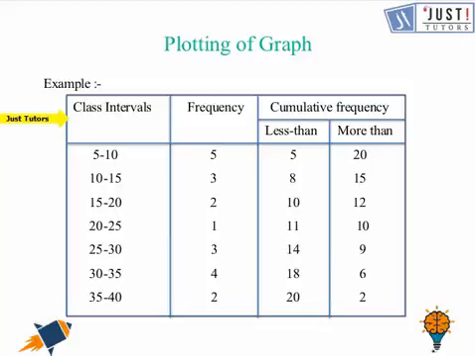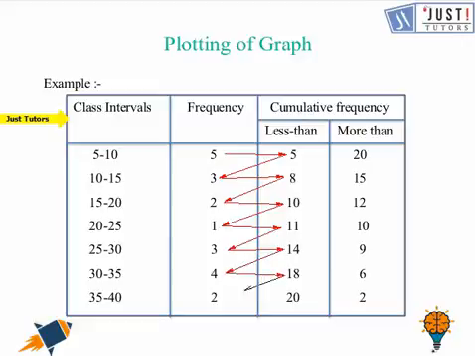For less than, we start from the first place, that is 5, written as 5. Add the 3, so it's 8. Add the 2, it's 10. Add 1, 11. Add 3, 14. Add 4, 18. Add 2, so it's 20. This is how we have worked out the less than cumulative frequency.